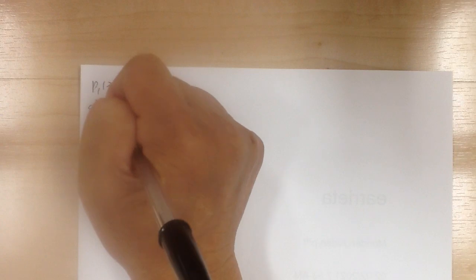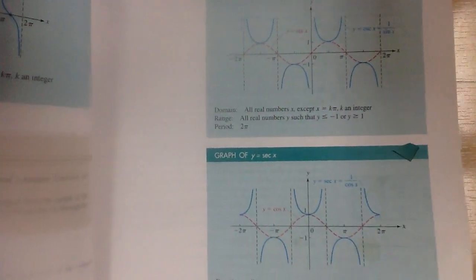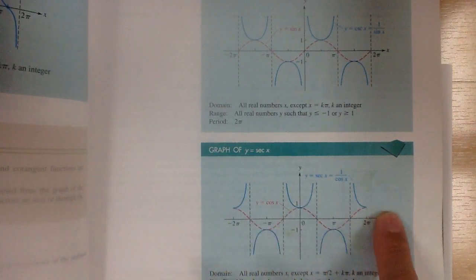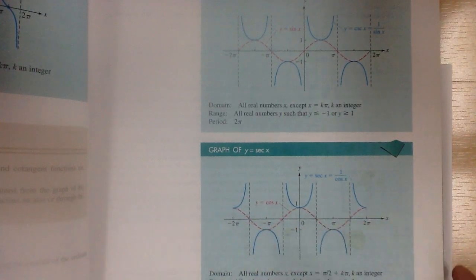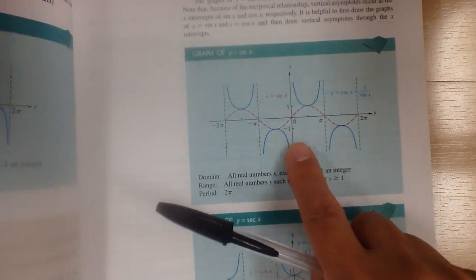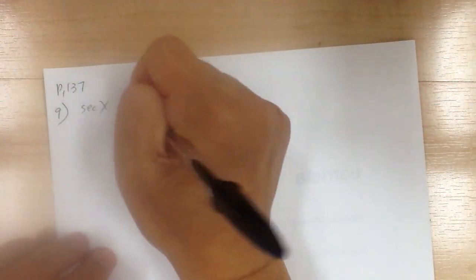Okay, for number 9, secant of X. Now, if you look at the picture over here from your graph, you can see that the secant graph does not touch the x-axis at all, so this would be none. Okay, and same thing for cosecant. So it would be none. It doesn't touch the x-axis at all. So for number 9 would be none.